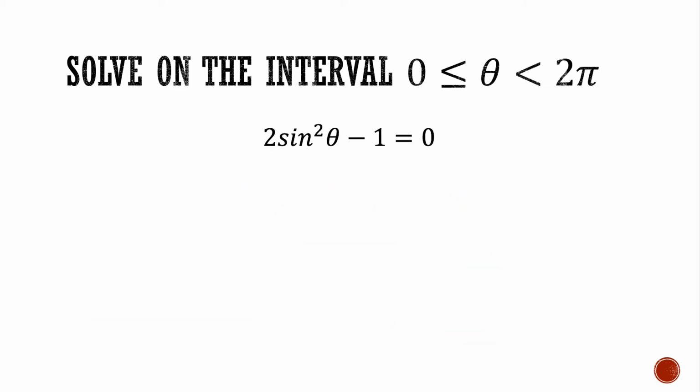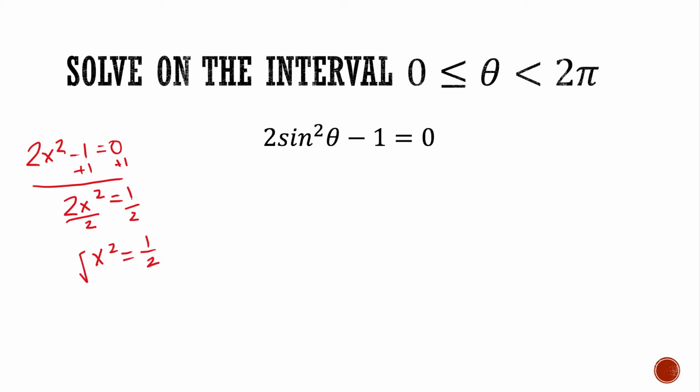Okay, so this is the other type of problem that we're going to see for right now. This would be a problem where we have a squared in it. This would be the equivalent in an algebra class of you solving 2x squared minus 1 equals 0. And so remember that you would probably add 1 to both sides, divide both sides by 2, and then take the square root to solve for x.